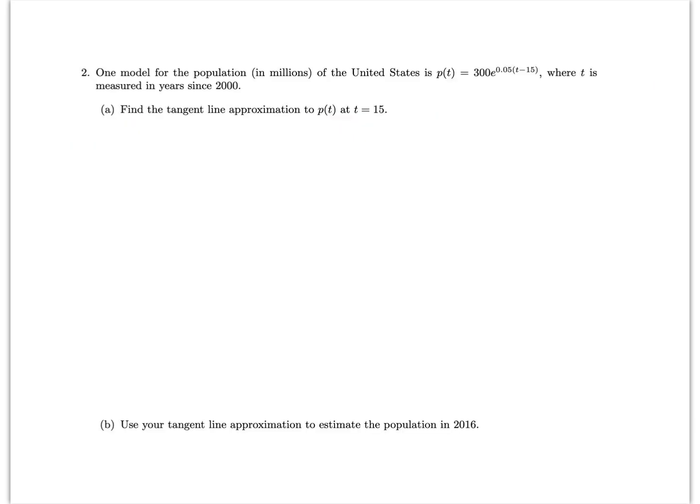Number 2, one model for the population in millions of the United States is P of t equals 300 times e to the 0.05 times (t minus 15), where t is measured in years since 2000. Find the tangent line approximation to P of t at t equals 15. So we need a point and we need the slope. Our point is going to be at the t value they gave me, 15, comma, P of 15, right? The point on the curve is also on the tangent line because it's the point of tangency.